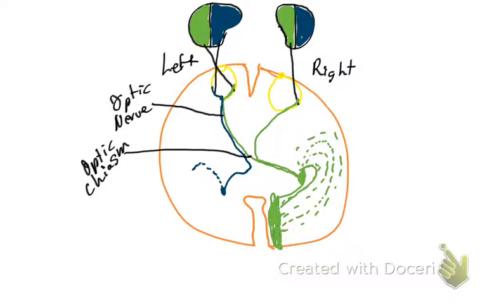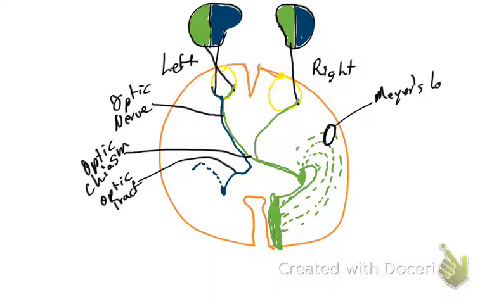Optic chiasm. Then this one here, before the radiation, is the optic tract. Okay, so now this group here, the one that is more external, is called Meyer's loop.